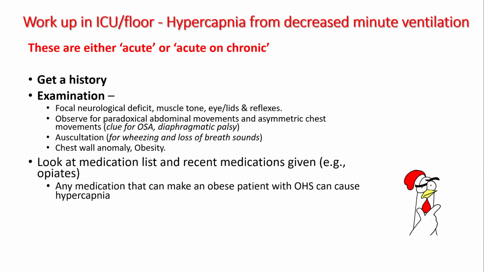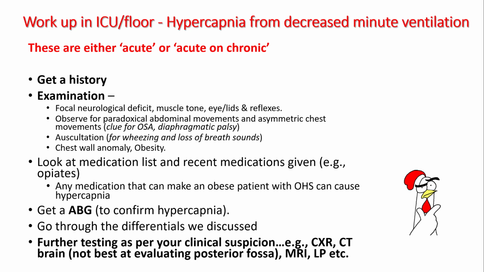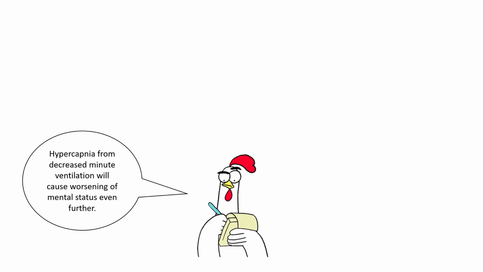Always look at the medication list and recent medications given. So always discuss this with your nurse. Any medication that can make obese patients with OHS sleepy will cause hypercapnia in these patients. Get a blood gas to confirm hypercapnia and go through the differentials as we discussed previously. Order further testing depending on your clinical suspicion. Understand that CT brain is not the best at evaluating the posterior fossa, so you might need investigations such as MRI. One of the problems with hypercapnia is that hypercapnia itself will cause worsening of mental status even further.